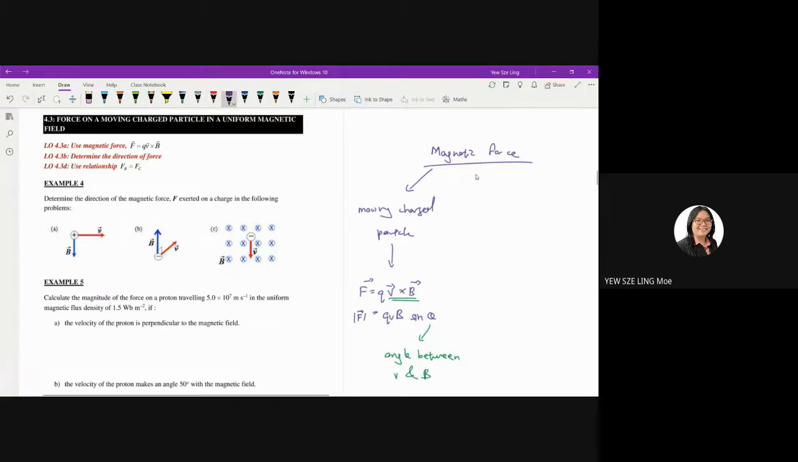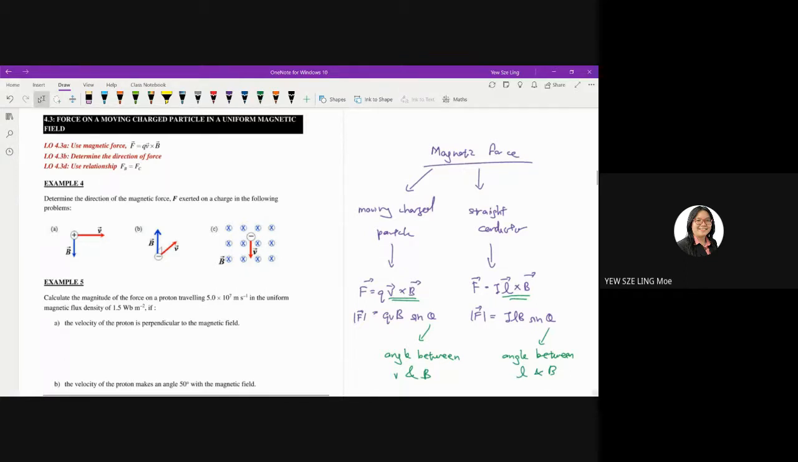Then the second case is where you have a straight conductor. The equation is F equals IL cross B, where the magnitude of the force is ILB sine theta. Once again, this theta is the angle between these two vectors, L and B. L, of course, is a length, the wire itself.